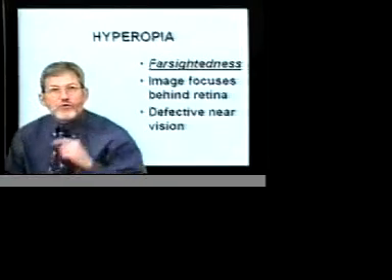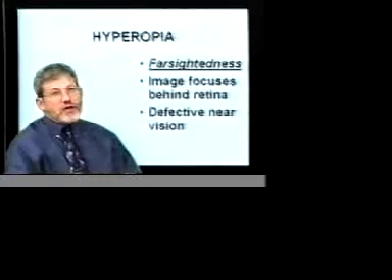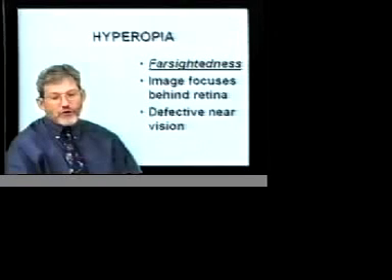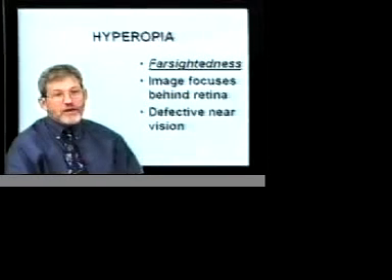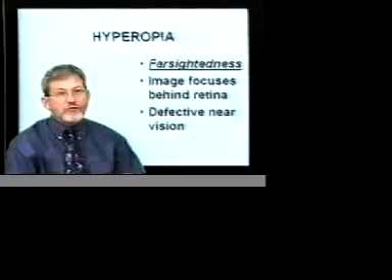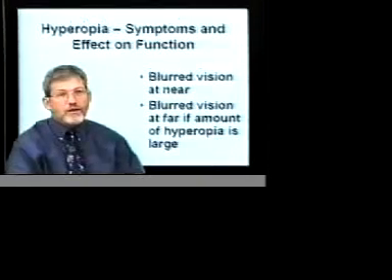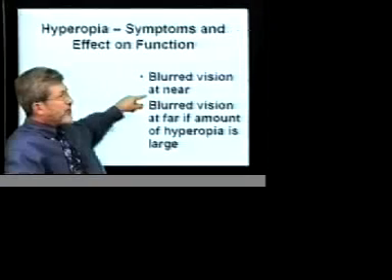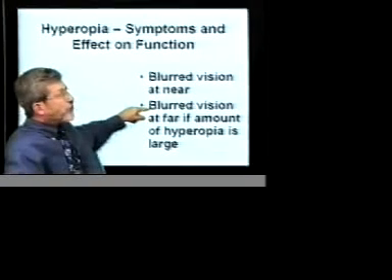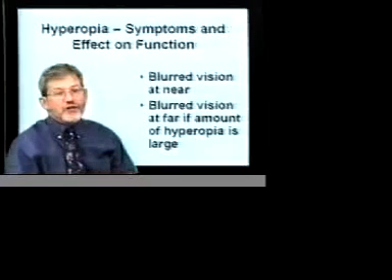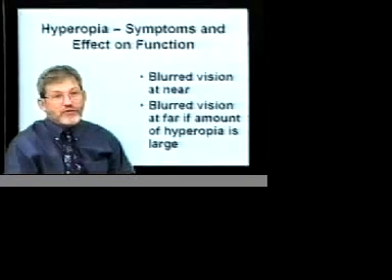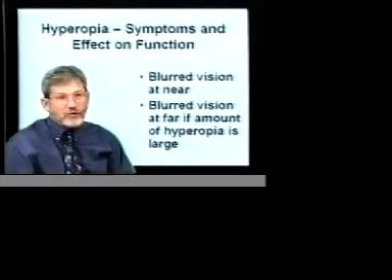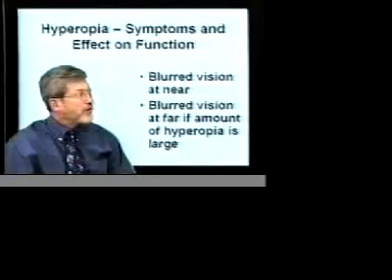So, to review, our hyperope is farsighted. The image focuses behind the retina. This individual has defective near vision. The symptoms and the functional effects of this, we've already said they're blurred at near. This person could also have blurred vision at the far if their hyperopia is high enough, large enough. So depending on how much hyperopia they have, they can have problems seeing up close as well as seeing far away. But that is dependent on the amount of hyperopia they have.